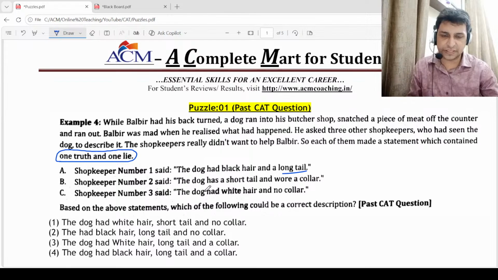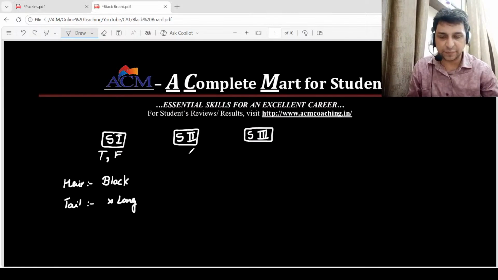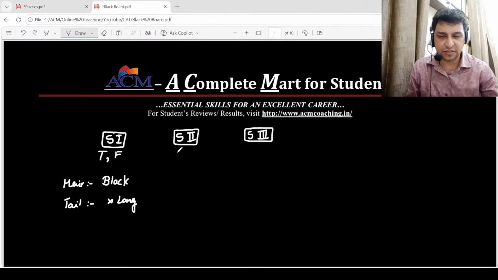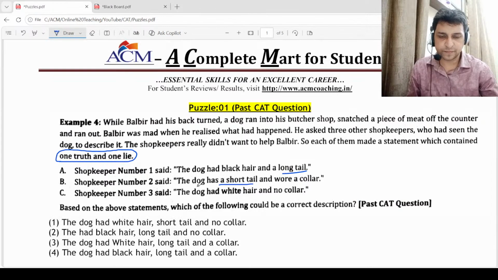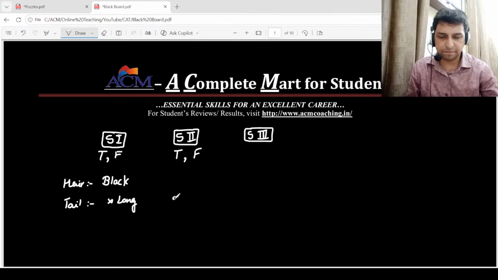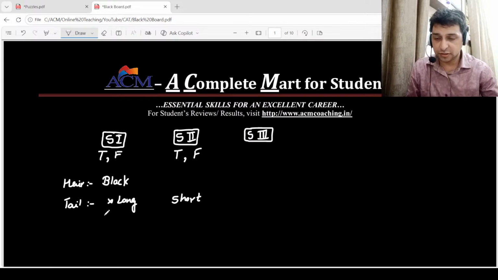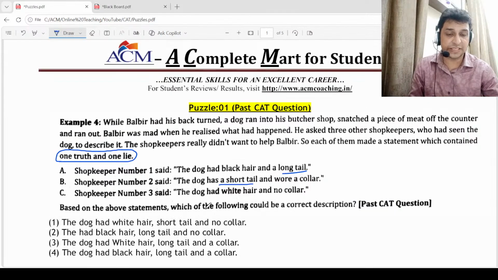The second shopkeeper said the dog has a short tail. If not long, that means short tail, so shopkeeper number 2 has said the first fact true. The second should then automatically be false. As per shopkeeper 2, the dog is wearing a collar, but that is false, so he is not wearing a collar because he's lying.